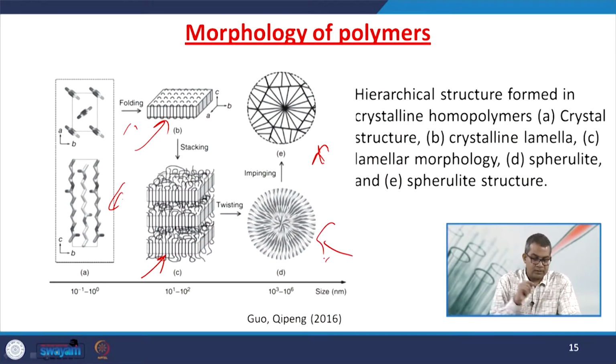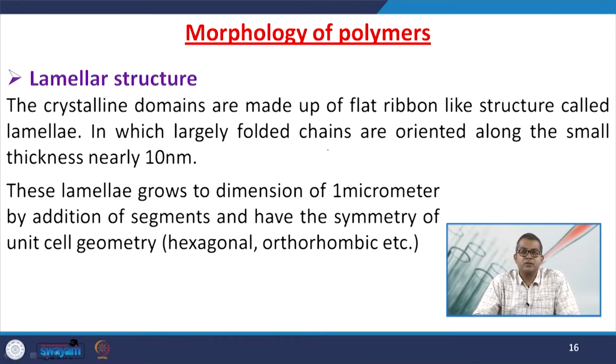Let us have a discussion about the lamellar structure. Now, the crystalline domains are made up of flat ribbon-like structures, as you can see in this particular figure. They are called the lamellae, in which largely folded chains are oriented along the small thickness, that is usually 10 nanometer.